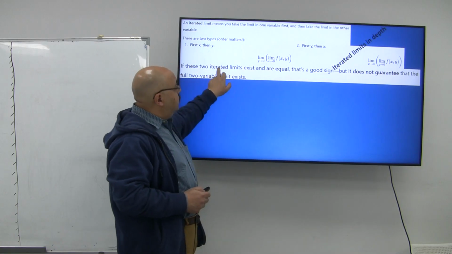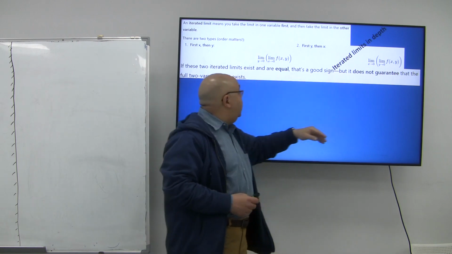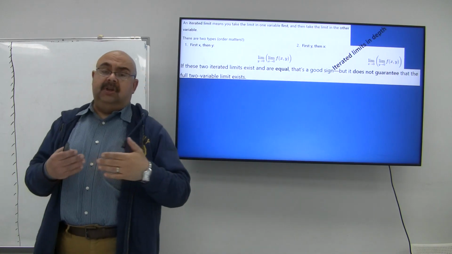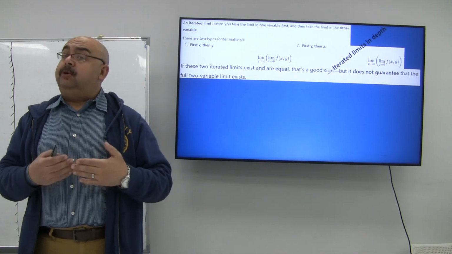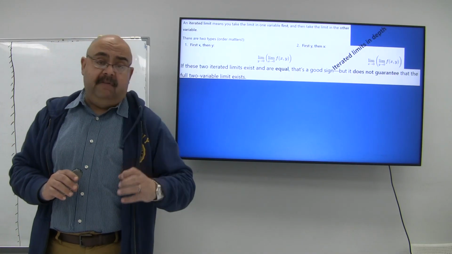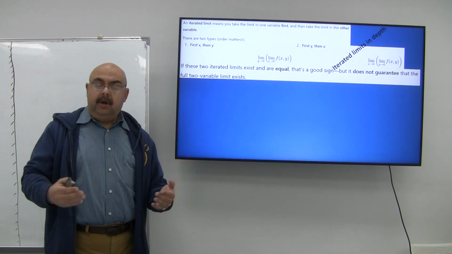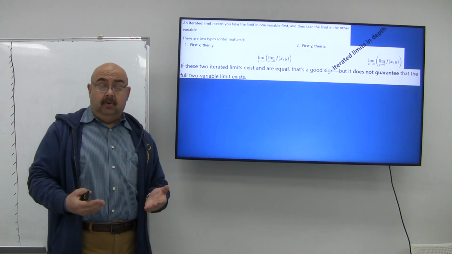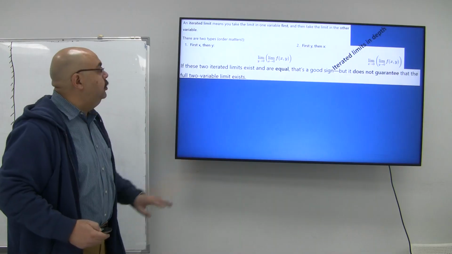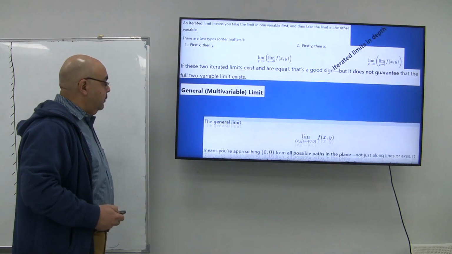So if these two iterated limits exist and they are equal, it's a good sign, but it doesn't guarantee that the two-variable limit exists. You can use the iterated method as a first check, and that's a good sign if they are equal to each other. Then go to the next step, either by trying various curves in order to be sure about the general limit value, or use the definition in order to get the exact value of this multivariable limit.